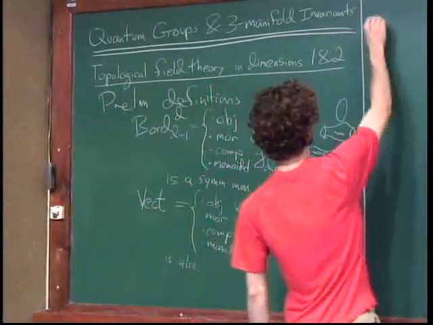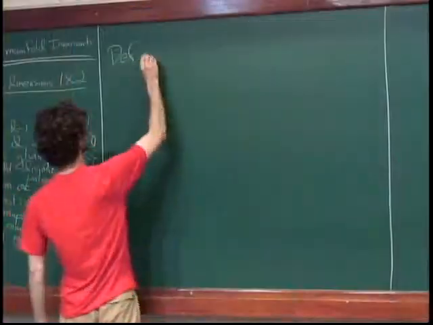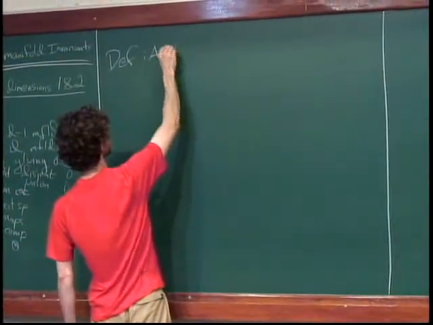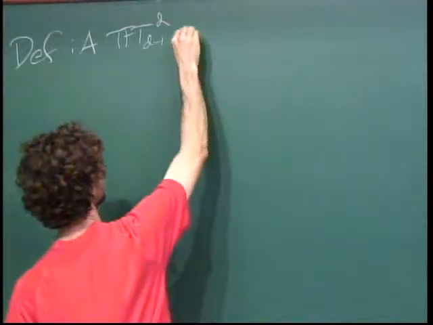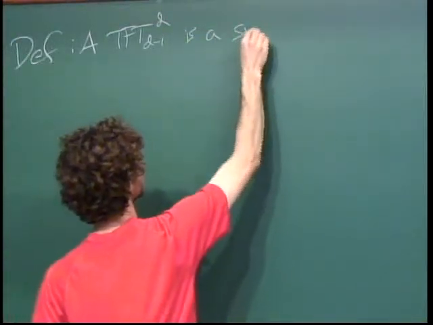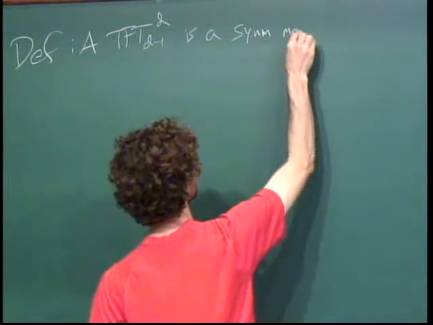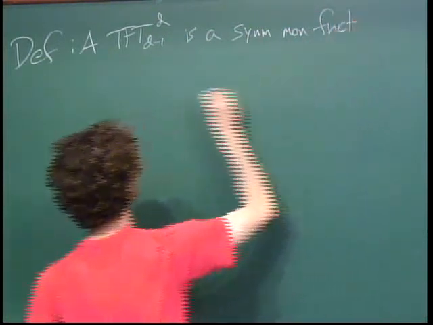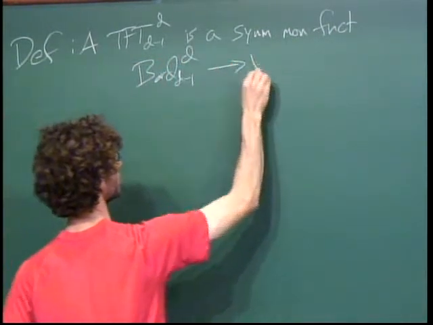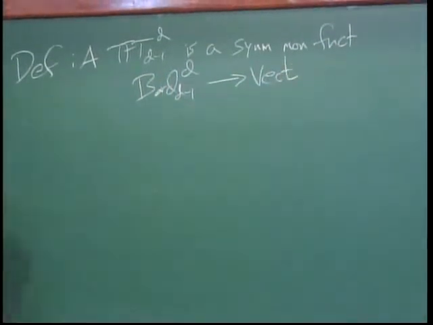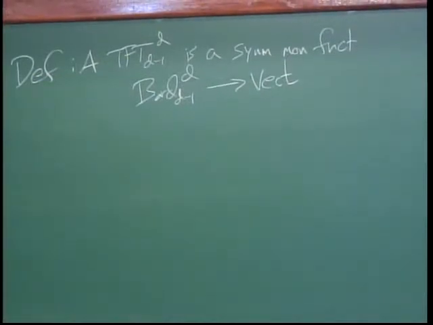And so getting right to it then, a topological field theory in dimension d-1 to d is a symmetric monoidal functor from this geometric category to this algebraic category. And again, I'll say what I mean precisely in a bit, but again, it's just some functor that preserves this commutative multiplication. So a few notes.